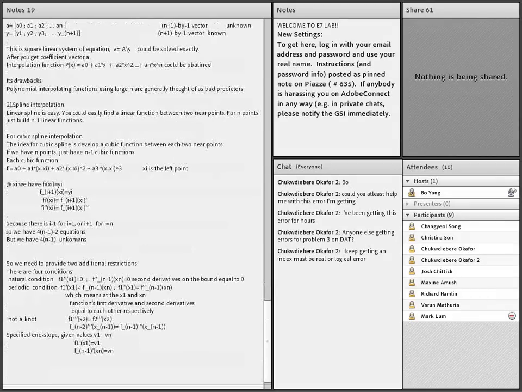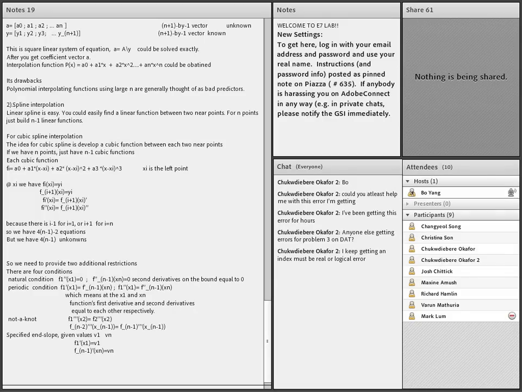The natural condition, the periodic condition, not a knot, and the specified end slope given V1 and Vn. So for the natural condition, we want the second derivative of the first function f1 equal to 0, and the second derivative of the last function fn minus 1 at the point xn equal to 0. I mean, at the end points we want the second derivative equal to 0. This way you can contribute two equations.